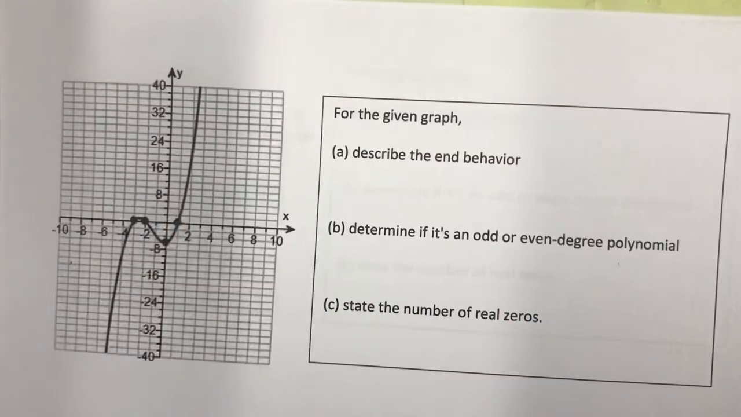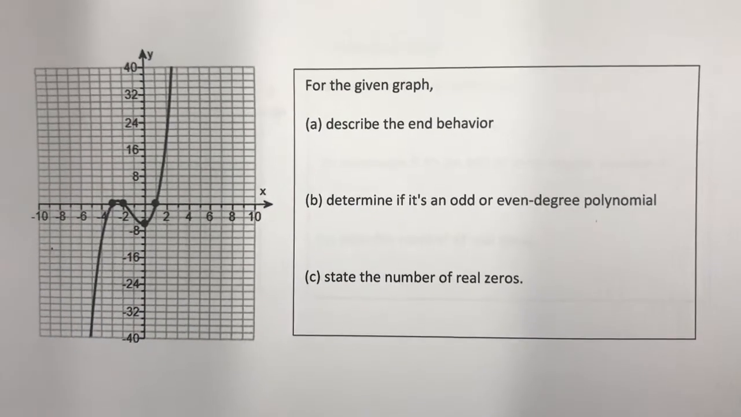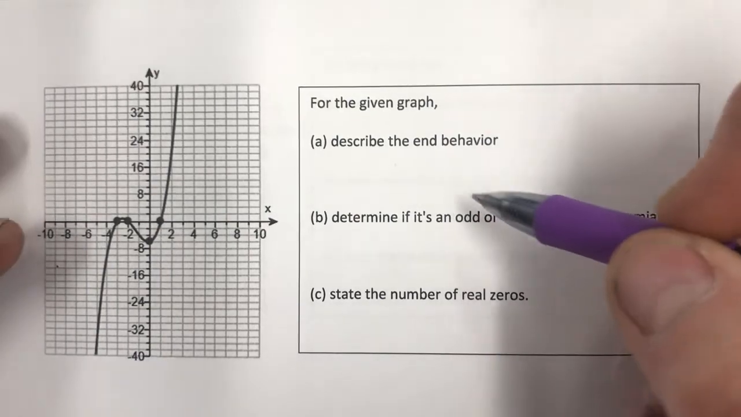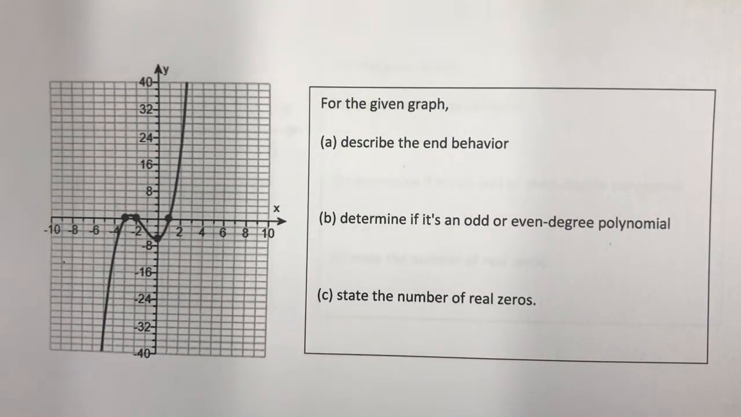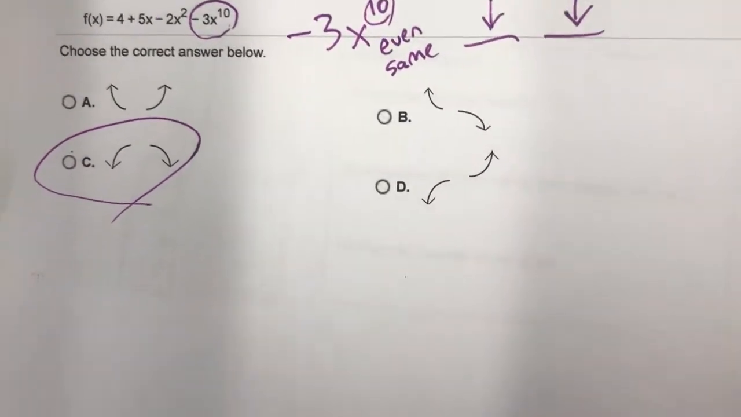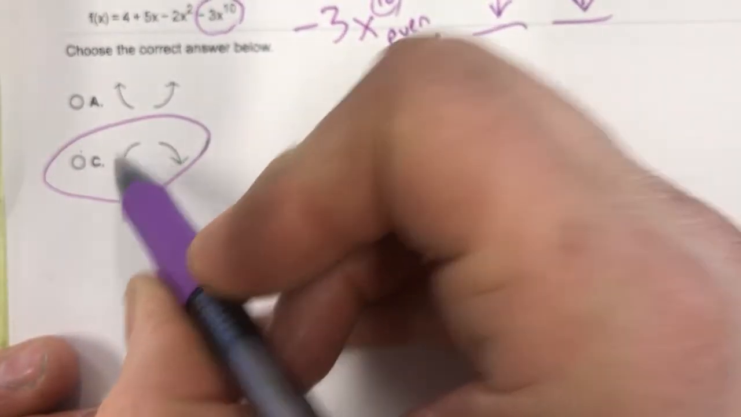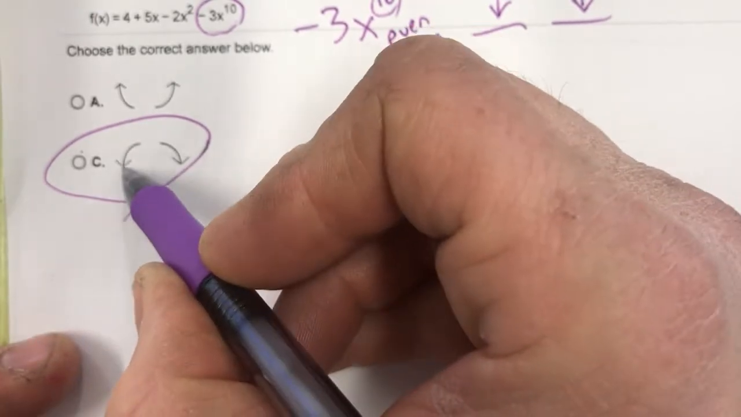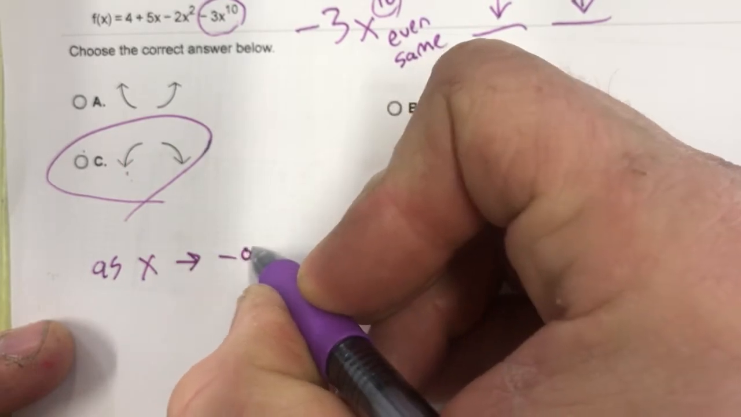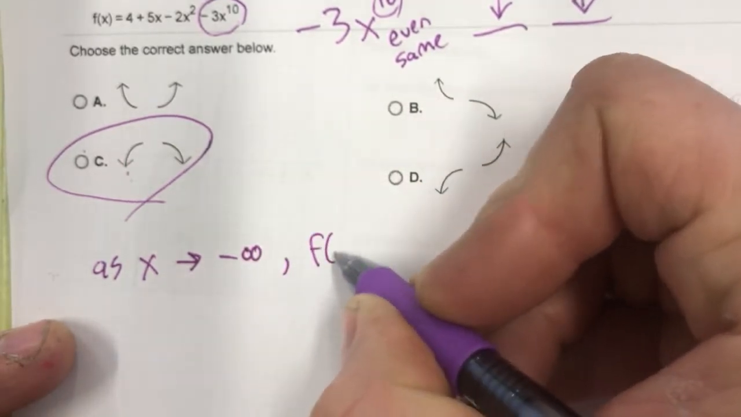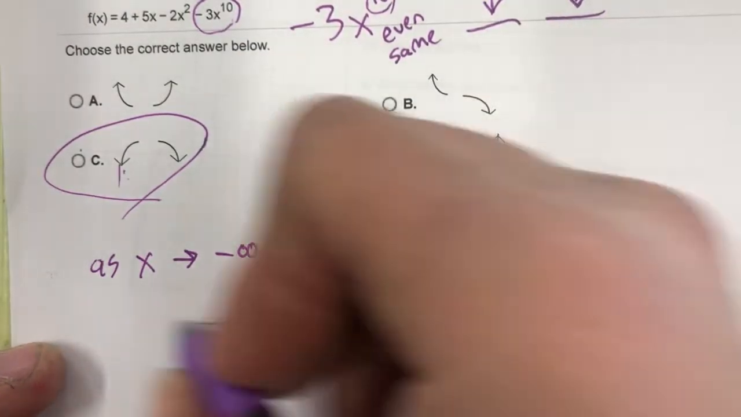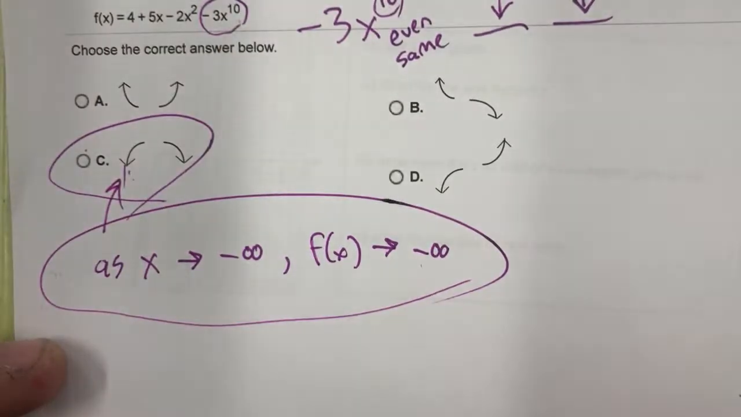Now we've got some more of that on this page here, the next problems, but we've got more things to do. Now describe the end behavior. Now I didn't explain this all the way here. Let me go back to this and show you. On my end behavior like this right here, on the left, it goes down. So that means as x approaches negative infinity, the function of x approaches negative infinity. That's what this is in mathematical terms.